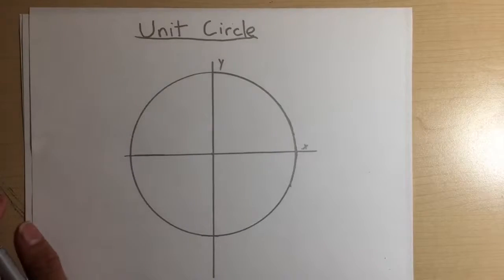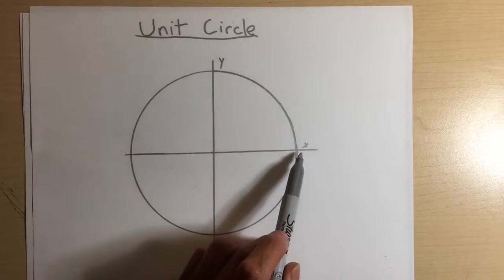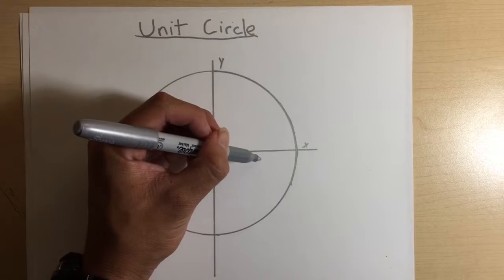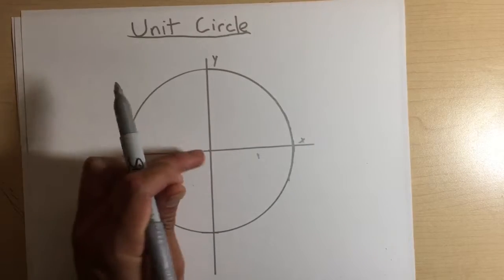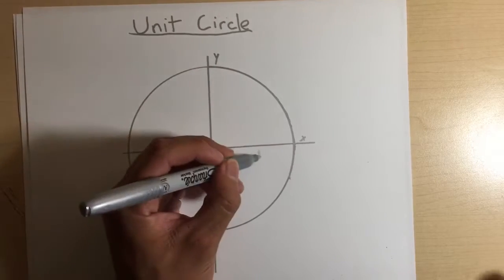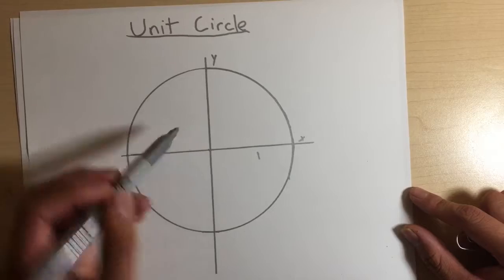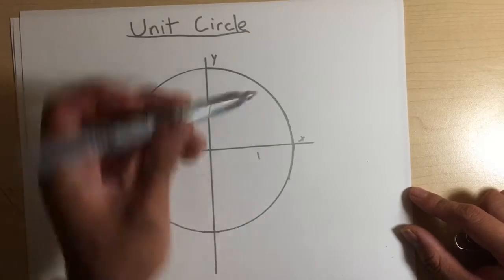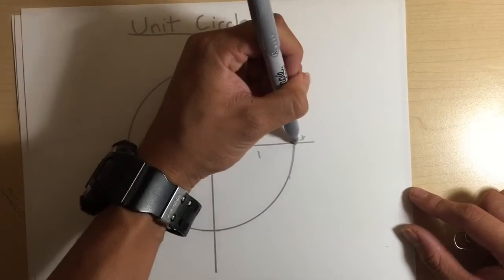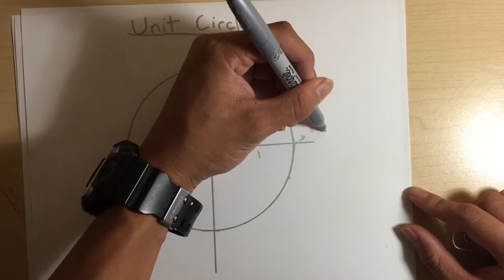So the first thing you have to know about the unit circle is that the radius from this point to this point is 1. So from the origin to the x and y axes equals 1. And from there we know that since the x-axis is 1, that means that the coordinate to here is 1 and 0.